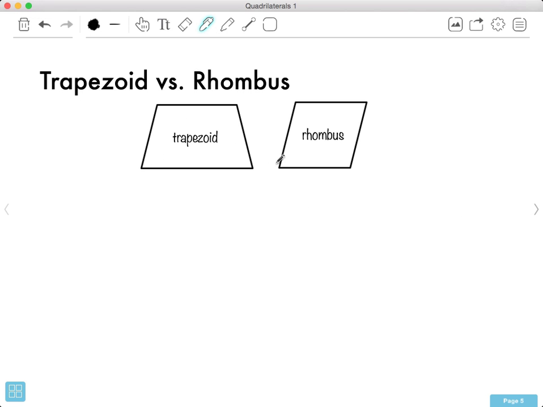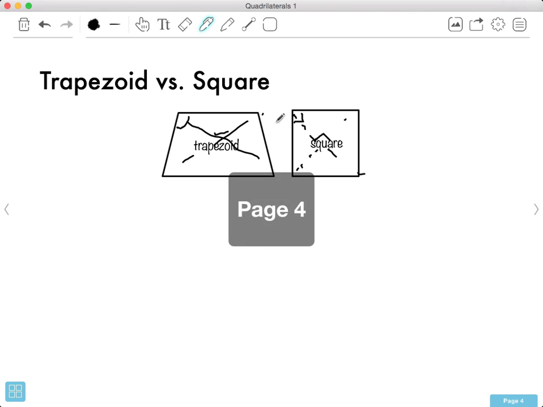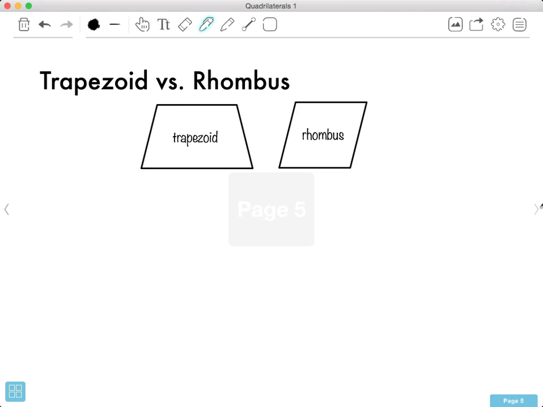For a trapezoid versus a rhombus, a rhombus is just a parallelogram that has 4 equal sides. So it's the same thing, just as a trapezoid and a square have similar similarities and differences to a trapezoid and a rectangle. Same thing here. They both have 4 sides.